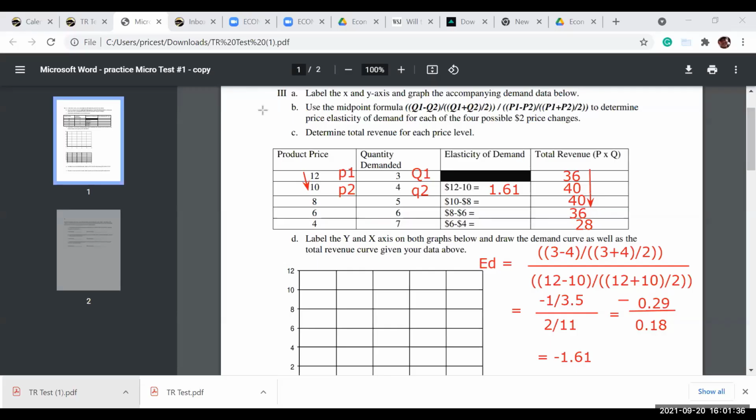So now here's what I want you to do together. For this next elasticity, notice between 10 and 8, here your P1 will be 10, your P2 will be 8. Here, your Q1 will be 4, your Q2 will be 5. Then when you do 8 to 6, notice we scoot these down again. P1, 8 and 6, Q1, 5 and 6.